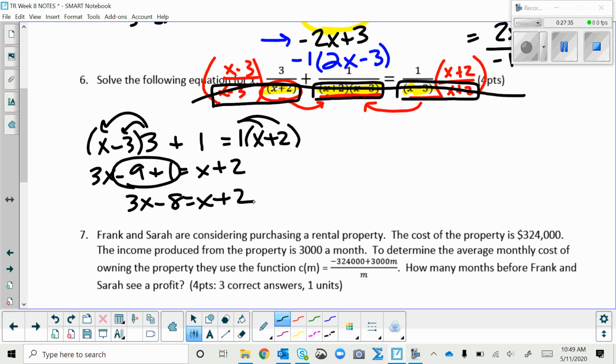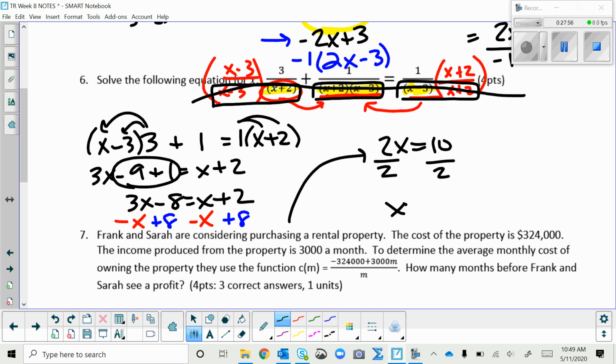Now we will get all the x's on one side and the constants on the other. So I will subtract x here, add 8 here, and that gives me 2x equals 10, and then divide by 2, and x equals 5.